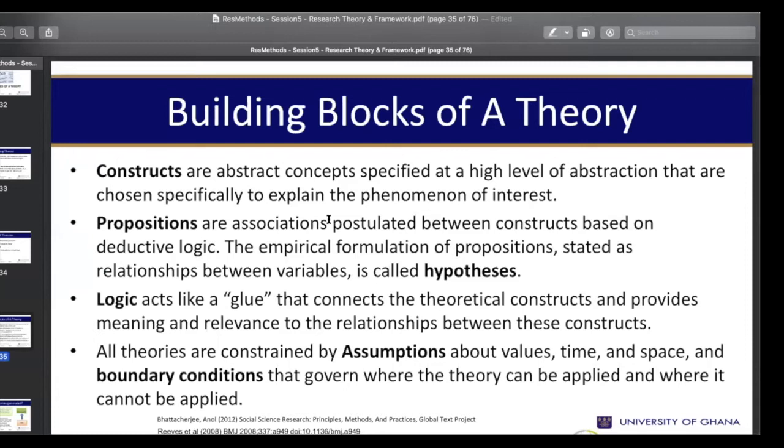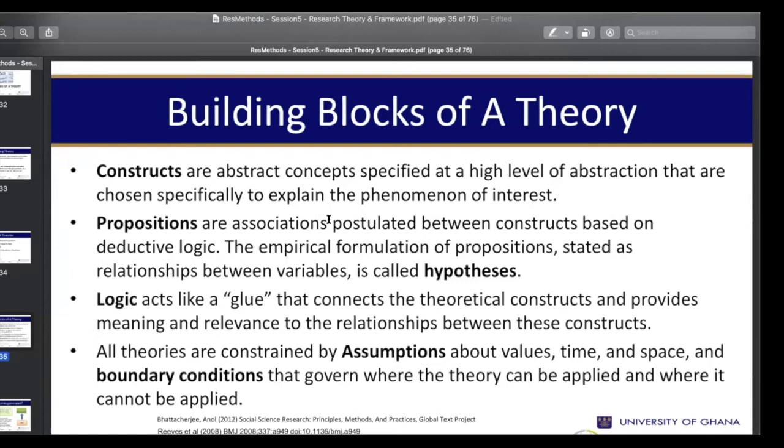Okay. So, propositions. Propositions are the associations or the postulations of relationships between the constructs, based on a deductive logic. Sometimes we call it hypothesis in the quantitative world, and qualitative people call it propositions. But propositions are just the relations that exist between constructs. That's all. So you can't just drop the variables; you have to have a relationship, like this one influences this, this one influences that.